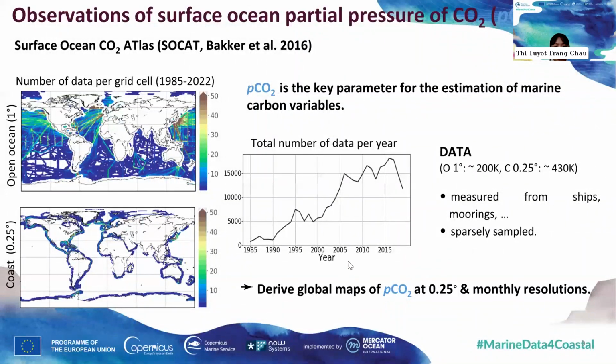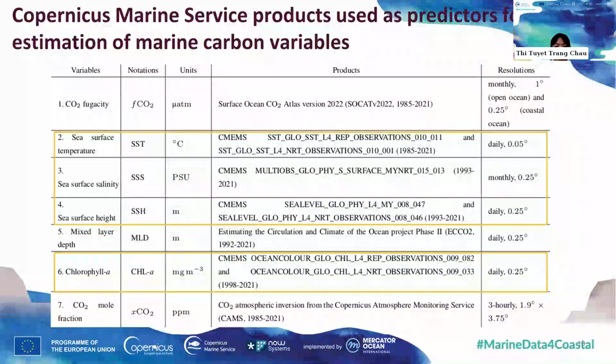So we aim to reconstruct the pCO2 data over the global ocean at monthly and quarter-degree resolution over the period since 1985. We use a variety of environmental variables for the reconstruction of pCO2 and other marine carbon variables, including temperature, salinity, sea surface height, mixed layer depth, chlorophyll-a, and CO2 mole fraction. Among these predictors, we use reanalysis products of temperature, salinity, sea surface height, and chlorophyll from Copernicus Marine Service.